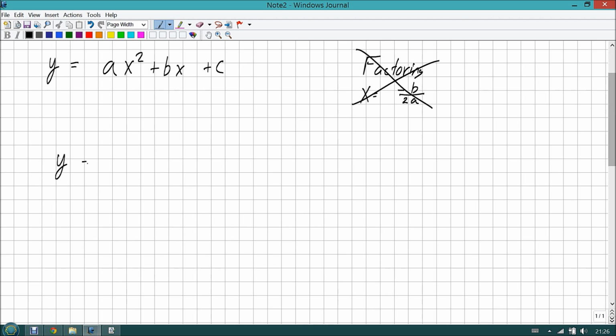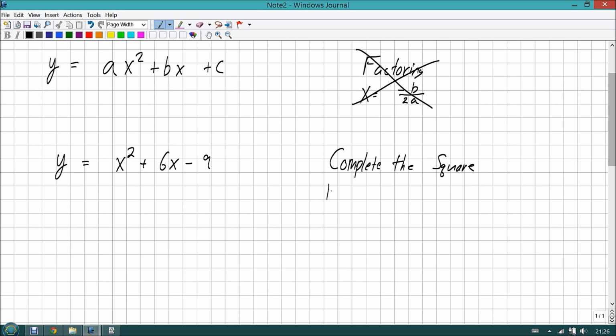Now, if you remember, if I had something like y is equal to x squared plus 6x minus 9, we know that this is not factorable. There are no factors of 9 that have a difference of 6. So what we'd have to do is something called complete the square. And this method is really easy.